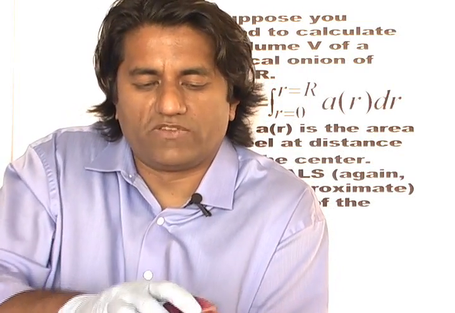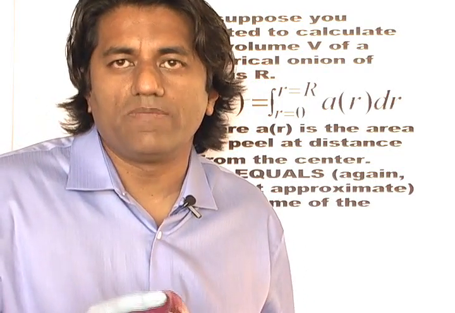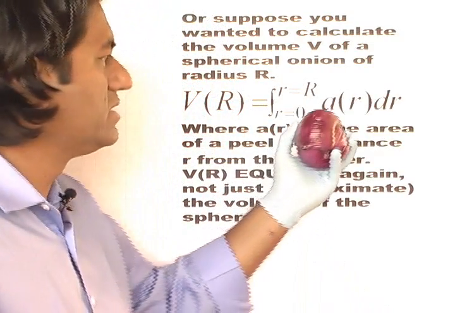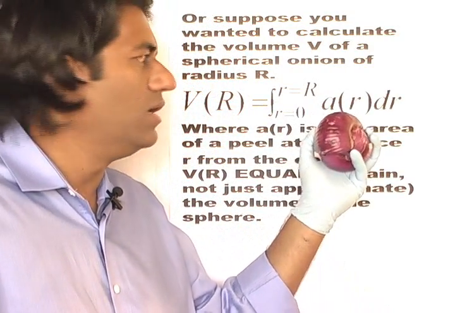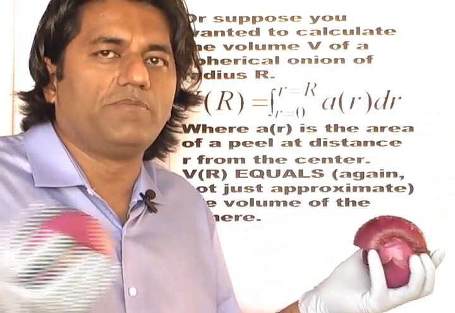Basically you look at the onion and you can see that it has many hollow spheres which all together compose the solid sphere. So the volume of the solid sphere is the summation of the volumes of the hollow spheres. And what is the volume of each hollow sphere? Well, the volume of each hollow sphere is the surface area of that hollow sphere times dr, because dr is the thickness.